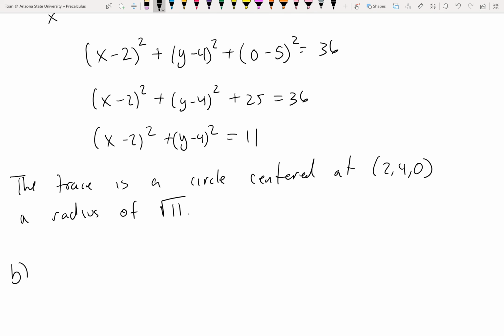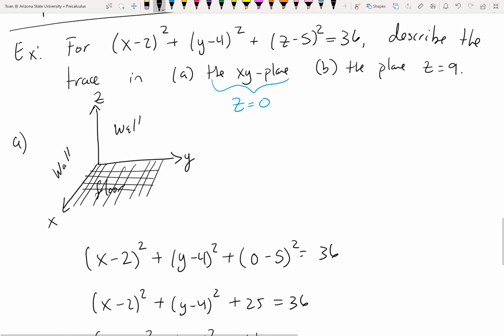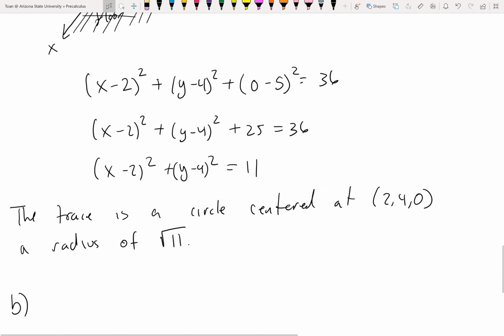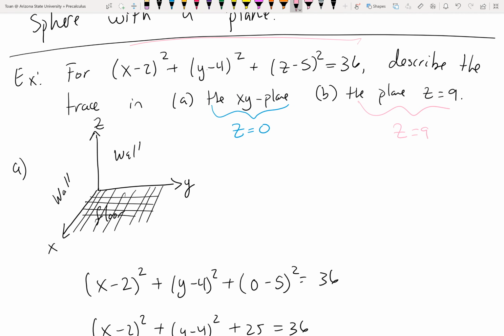And then to do part B, I hope you guys recognize it's the same thing, but this time they explicitly tell you, hey everybody, z is 9. So literally plug it into the same equation, but make sure z is 9. So let's do that fairly quickly here.